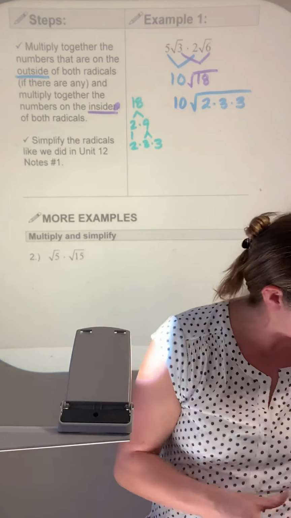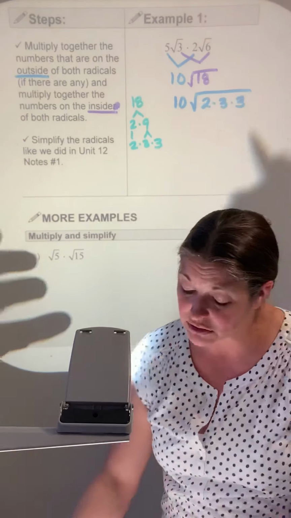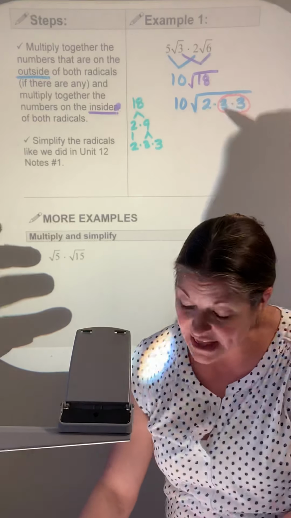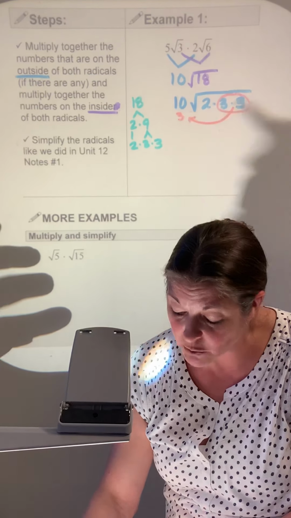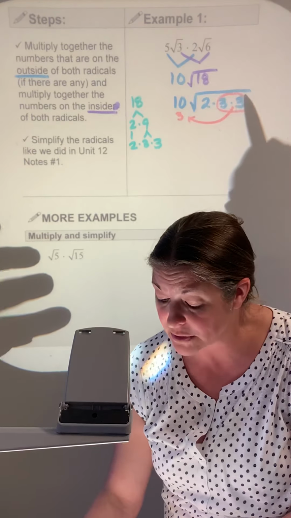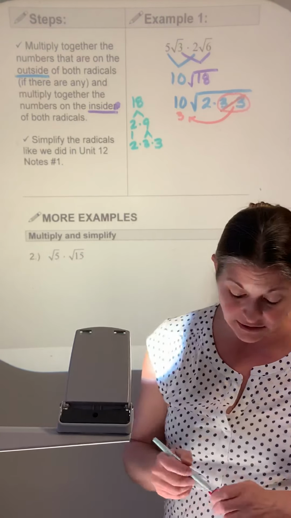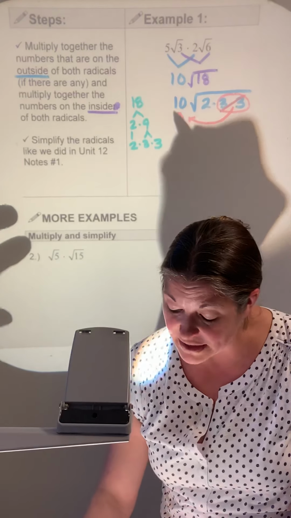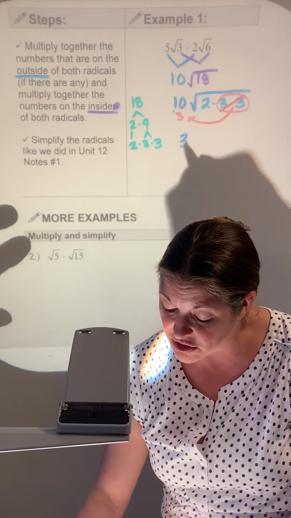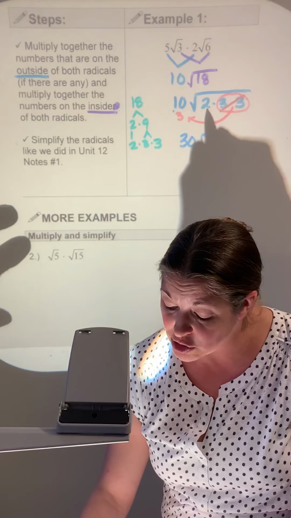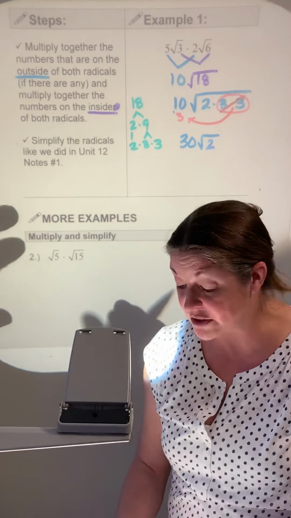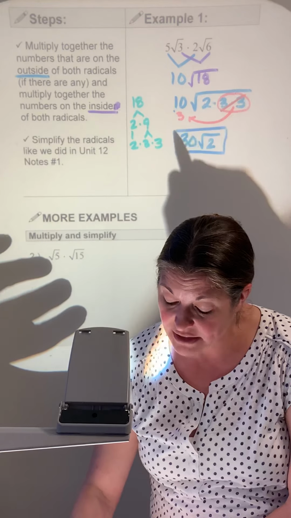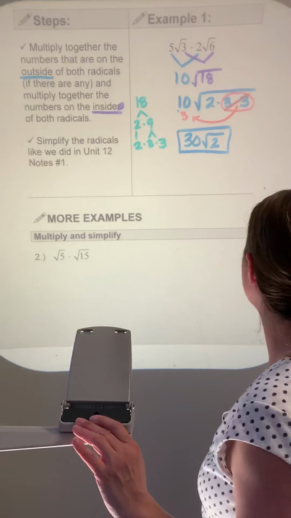Remember, our goal of simplifying is to look for pairs. So notice that I do have a pair of 3's here. What that means is that one 3 will come out of the square root, and these will end up getting canceled out. From there, we multiply what was in the front, so 10 times 3 is 30. And this 2, because it was not part of a pair, just stays underneath. So our final answer is 30 radical 2.